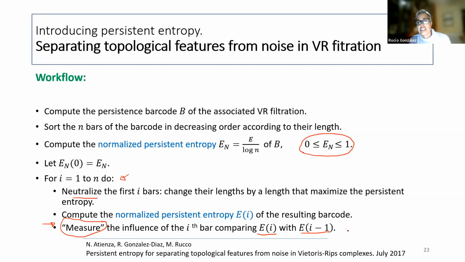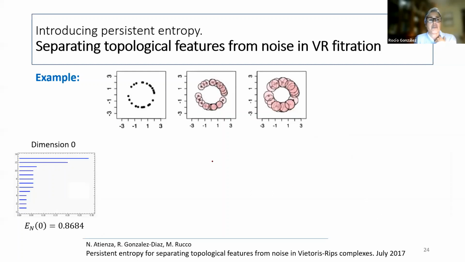All the details are in this paper. I'm not going into the details, sorry, because we don't have time, but I wanted to give you the general idea. So in this example, we consider dimension 0, and we compute the Vietoris-Rips filtration, the persistent diagram, and the entropy value. This is the persistent diagram, and the normalized entropy value is 0.8.